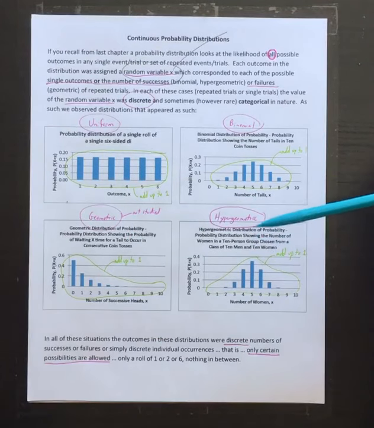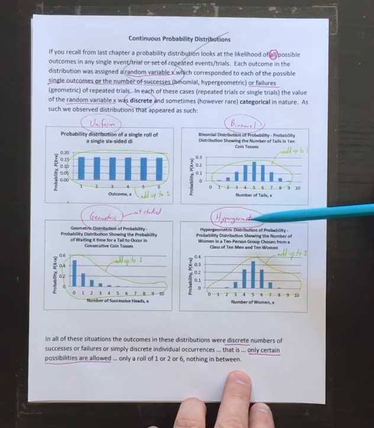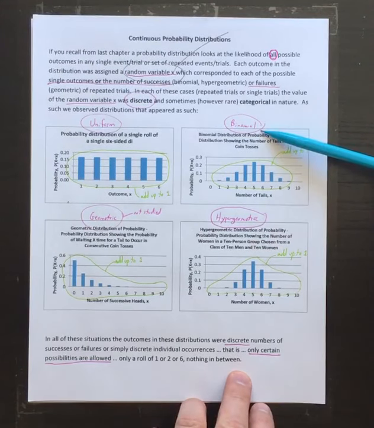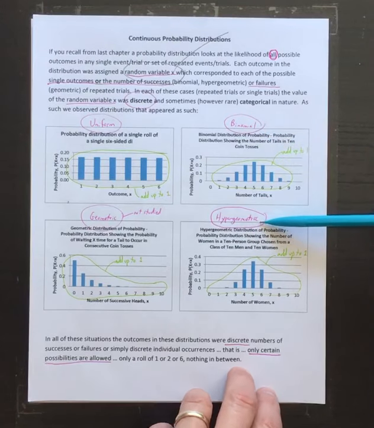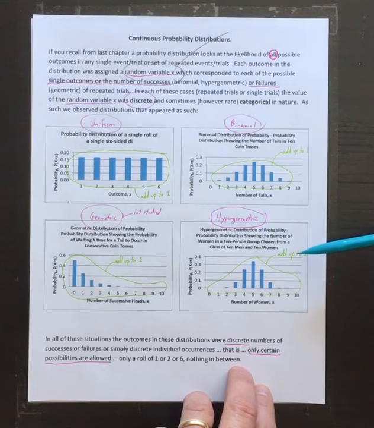But that would be a situation where we have a very specific type of expected value. And then a hypergeometric distribution. Again, binomial for independent events and repeated trials, and hypergeometric for repeated trials that are dependent events. Here would be the probability distribution showing the number of women in a 10-person group chosen from a class of 10 men and 10 women.